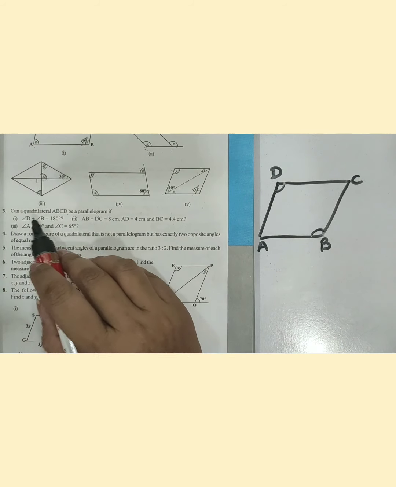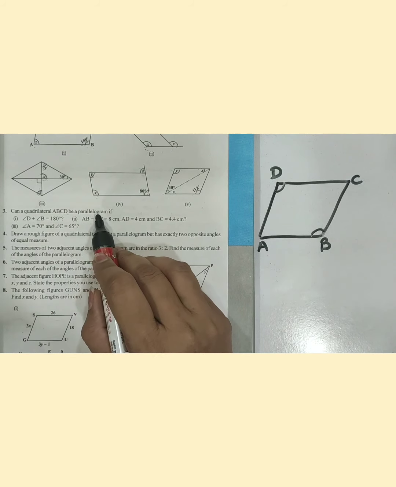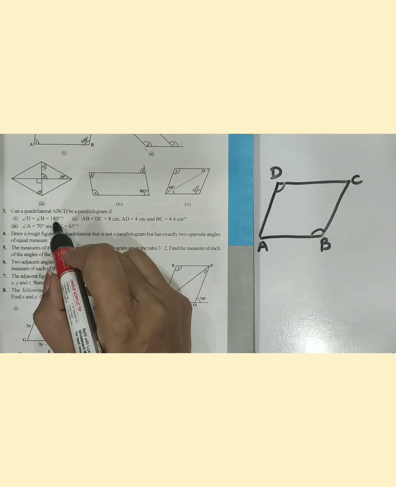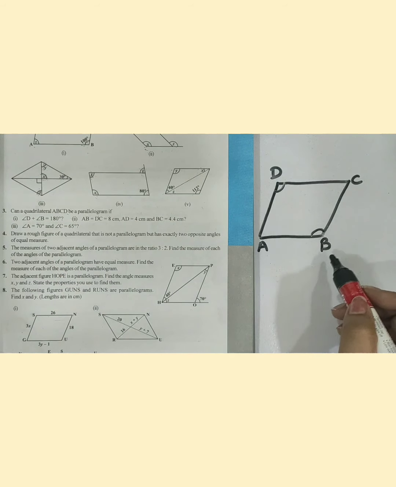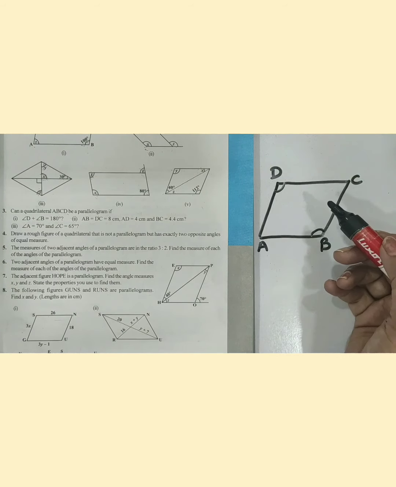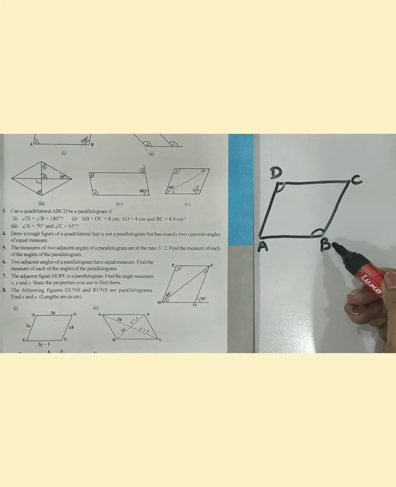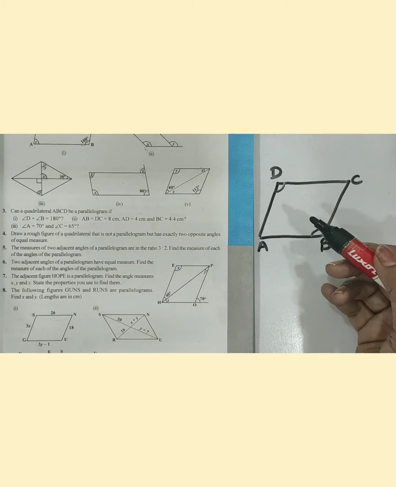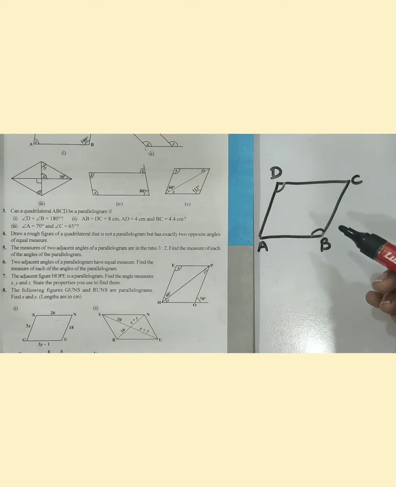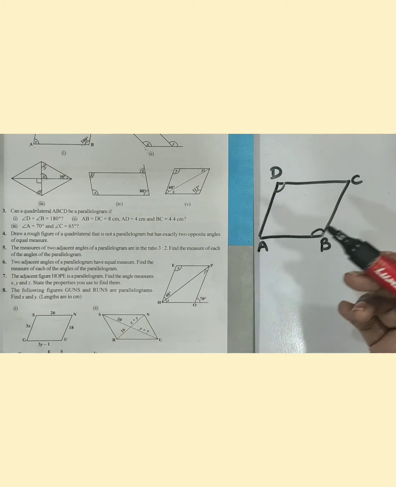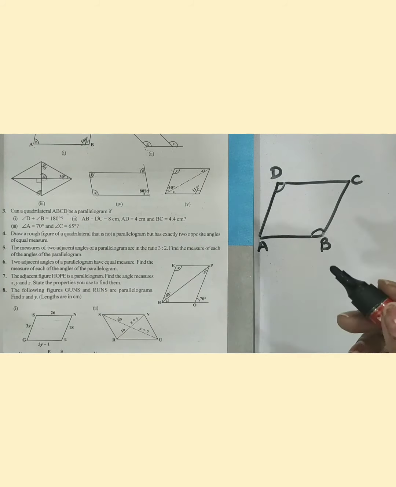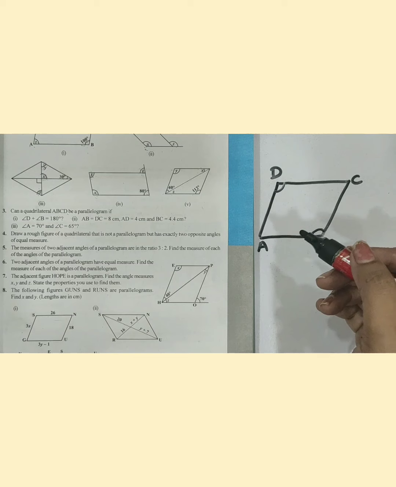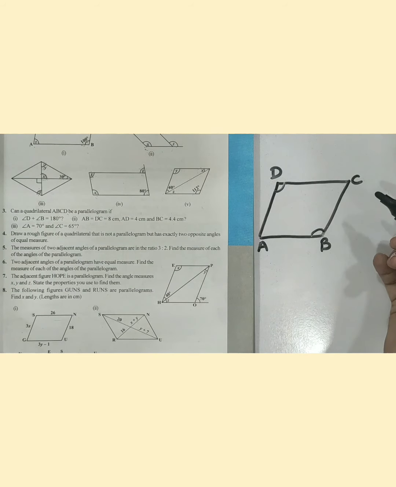Question number 3. Can a quadrilateral ABCD be a parallelogram if the given conditions are there? First, angle D plus angle B is equal to 180 degree. Now here you can see I have drawn a quadrilateral ABCD. Now if I take angle D plus angle B 180, is it possible? So I can say yes. A quadrilateral ABCD can be a parallelogram if angle D plus angle B is equal to 180 degree. But it should also fulfill some conditions, which are the sum of the adjacent angles should be 180 and the opposite angles should be equal.